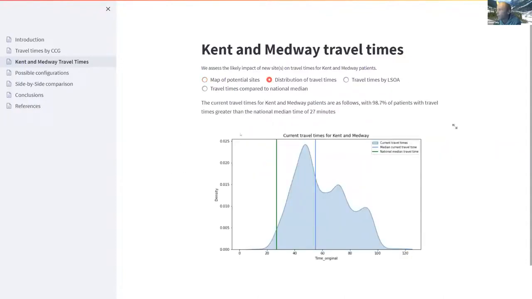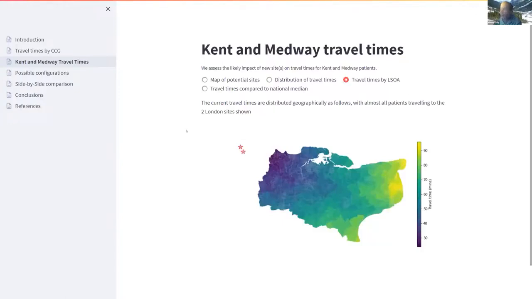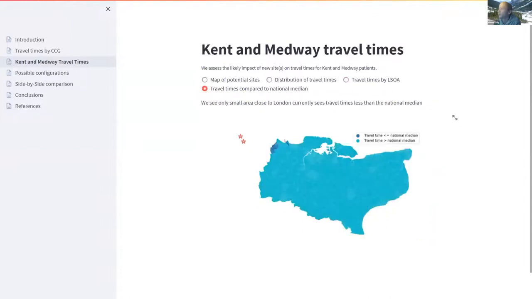Travel times at present show, so here's the national median time of 27 minutes, which is a sort of threshold which we're using for consideration here. At present, the times are overwhelmingly greater than that. 98.7% of journeys currently are greater than that. We can look at how those travel times are distributed geographically across Kent here. So we're seeing times 90 minutes plus over here in the east, and quite a bit lower where we're closer to London. And it's just this small area here where we currently have travel times which are less than the national median.